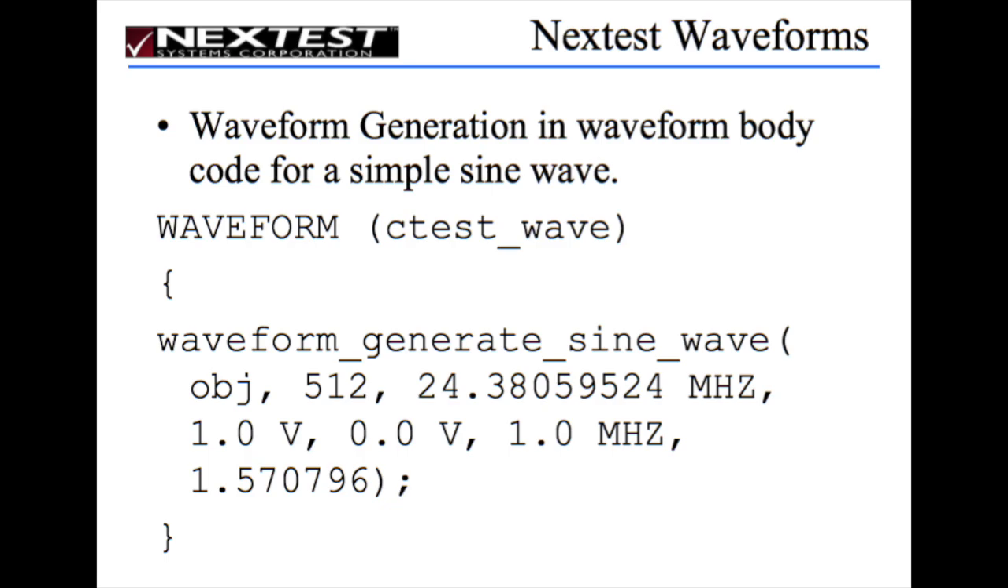Okay, so here we're going to generate a sine wave. So waveform generate sine wave object, that's the thing that we're going to generate. 512 samples. There's a sample rate, 24 megahertz, 1 volt peak, 0 volt offset. The waveform will be 1 megahertz with a 1.57 radians phase offset. So that's how you do it. You generate a sine wave there, boom, you get a sine wave.